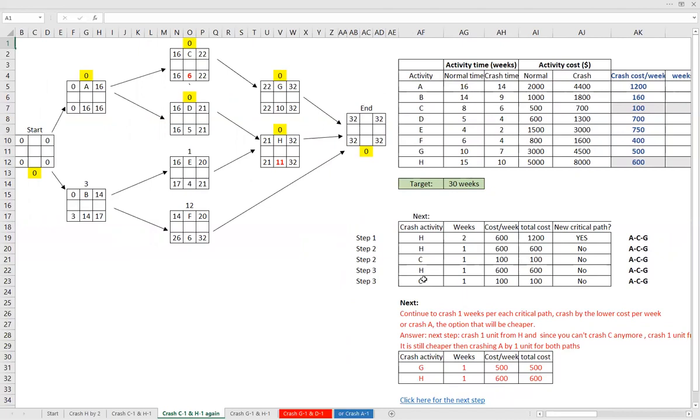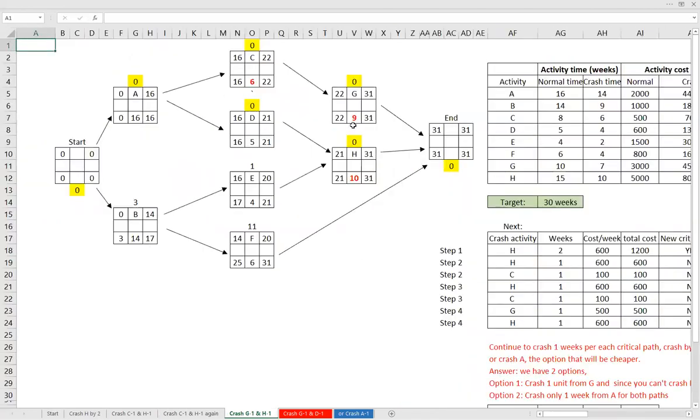So again, crashing 1 unit on each critical path will impact the end date by only 1 week. So which ones are cheapest? We can't crash C anymore on the ACG. So the only option is to take G, which is the second cheapest, at $500 per week. We'll crash it by 1 week, and we will crash H, which is the cheapest for the second critical path. Let's click here and see the result of the network.